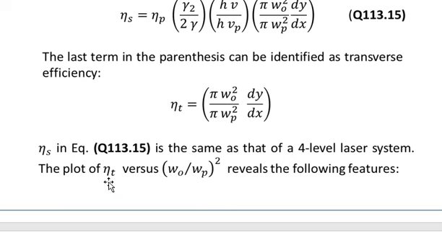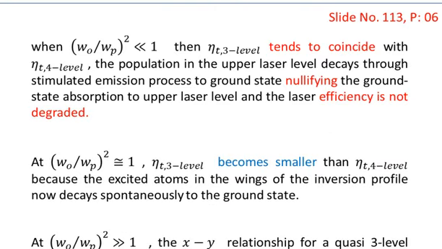That is, the plot of eta t versus w naught over wp whole square reveals the following features. So we are going to discuss the findings from that plot. That is, when the square of w naught to wp is much less than 1, then eta t for a 3-level laser system tends to coincide with the eta t from a 4-level laser system. The population in the upper laser level decays through stimulated emission process to ground state, nullifying the ground state absorption to the upper laser level.